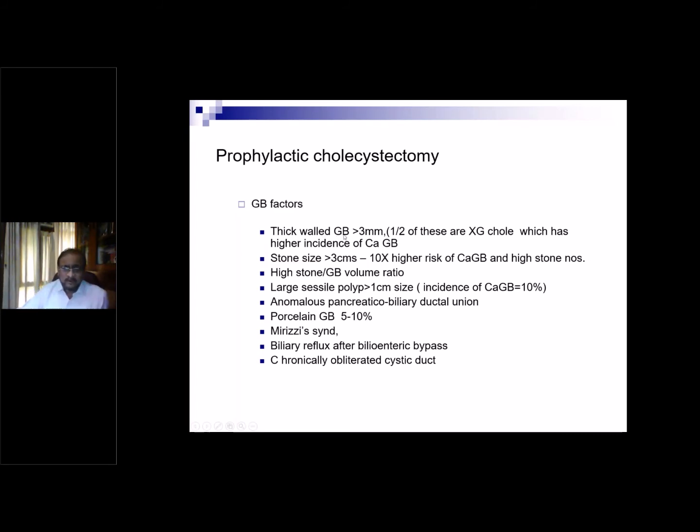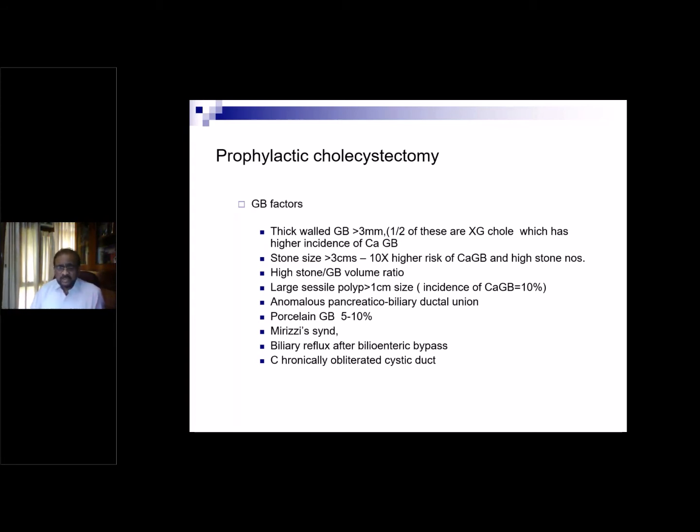Number 1, thick-walled gallbladder. And what do we mean by thick wall? More than 3 millimeters of gallbladder wall thickness. And why? Because half of these are xanthogranulomatous cholecystitis, which has a higher incidence of carcinoma gallbladder.